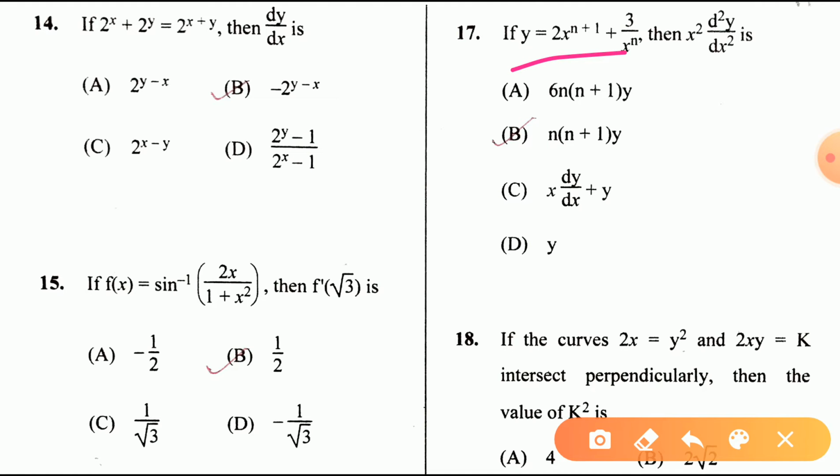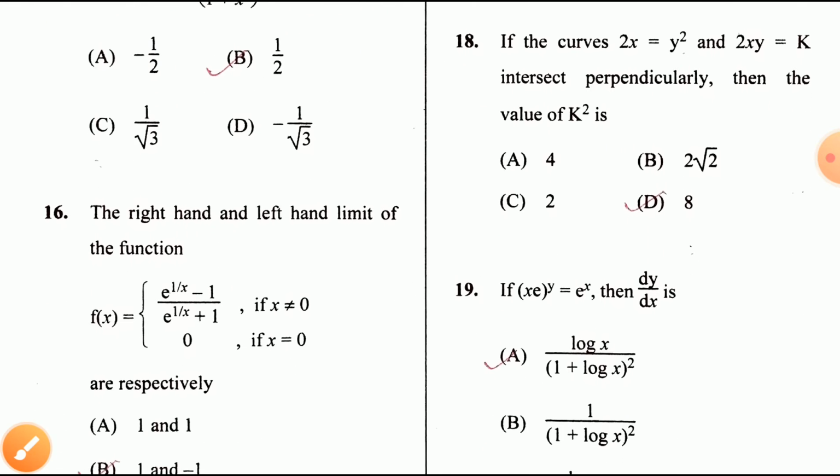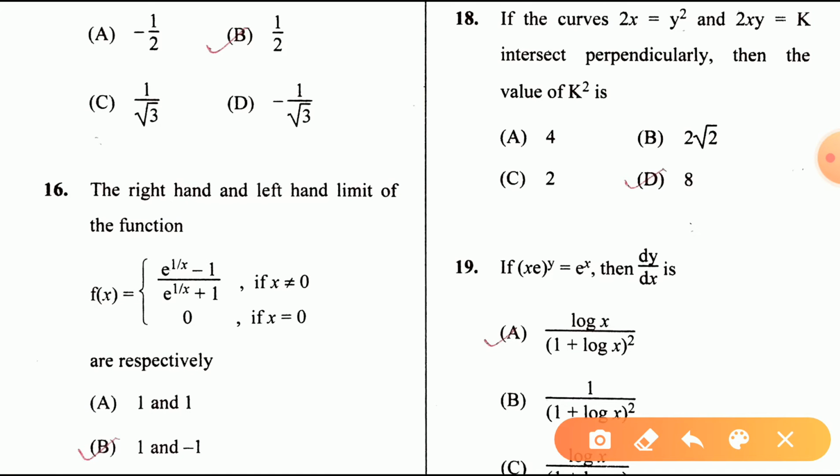If y is equal to 2 into x raised to n plus 1 plus 3 by x raised to n, then x square into d square y by dx square is option B, n into n plus 1 into y. Next, move on to question number 18. If the curves 2x is equal to y square and 2xy is equal to k intersect perpendicularly, then the value of k square is 8.